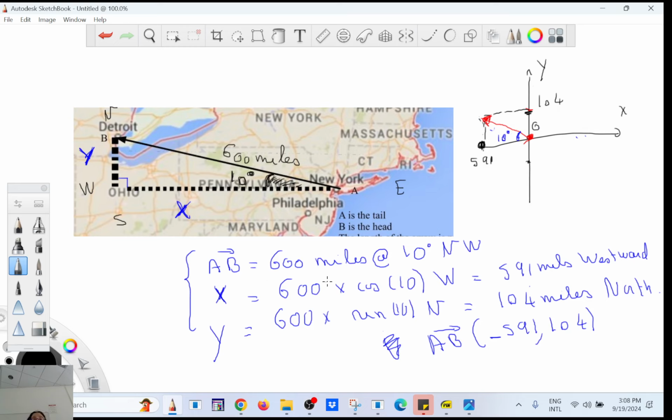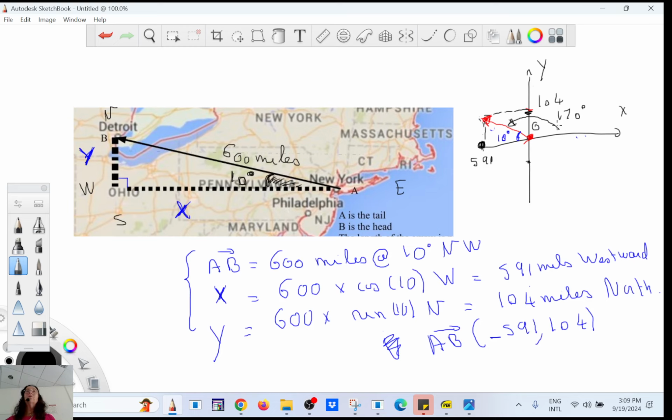But if you want to write it down and you want to use the polar graph, you have two ways to do it. You can do the military way, so that will be 10 degrees north of west. But if you want to use what we call the standard notation, you take the positive x-axis, right? You go counterclockwise. So what's going to be that angle here? 170 degrees.